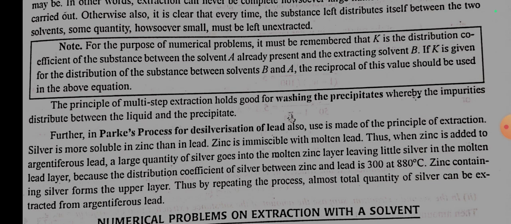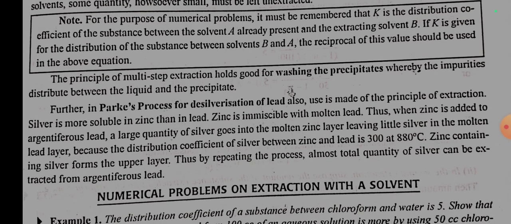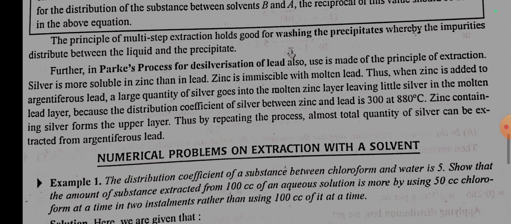Note: for the purpose of numerical problems, it must be remembered that K is the distribution coefficient of the substance between the solvent A already present and the extracting solvent B. If K is given for the distribution of the substance between solvents B and A, the reciprocal of this value should be used in the above equation.